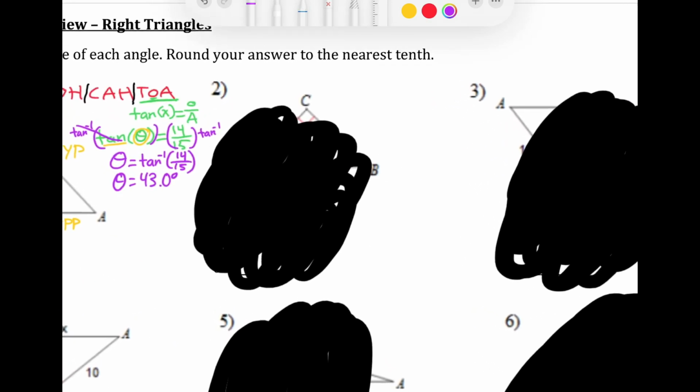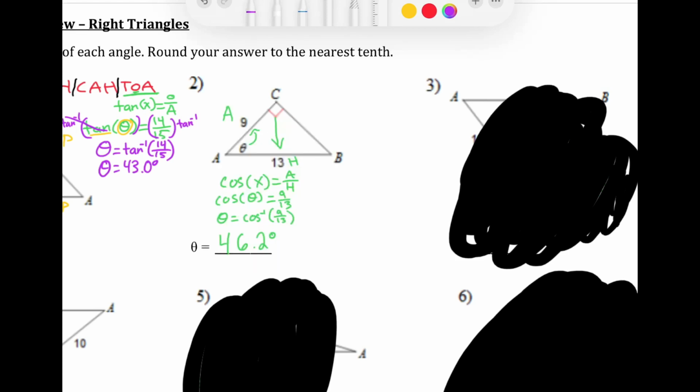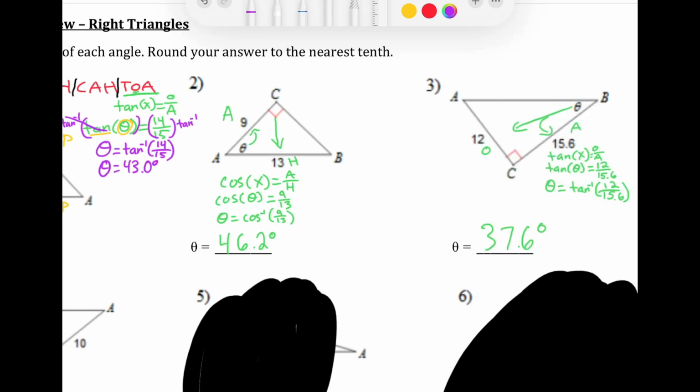So if you will, pause the video and attempt number 2 and number 3. Number 2, you should have gotten 46.2 degrees. Number 3, you should have gotten 37.6 degrees.